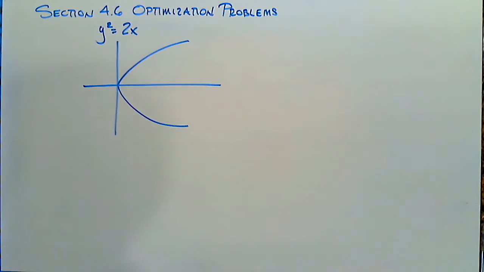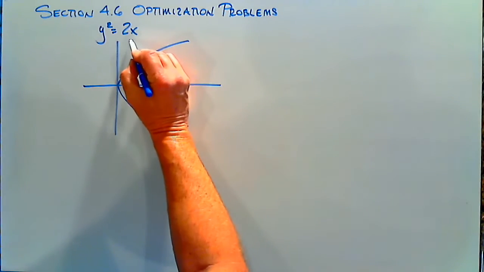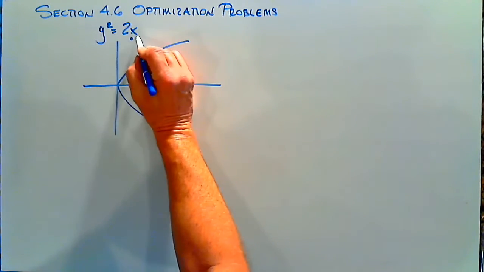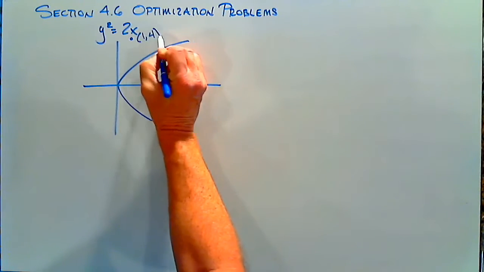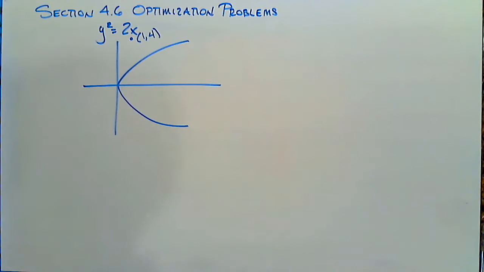And it says, for this parabola, find the point on the parabola closest to the point (1, 4). Well, (1, 4) lives up here. This is (1, 4), right? And they want us to find the closest point on this parabola to the point (1, 4). Now, we know where that point is, right?